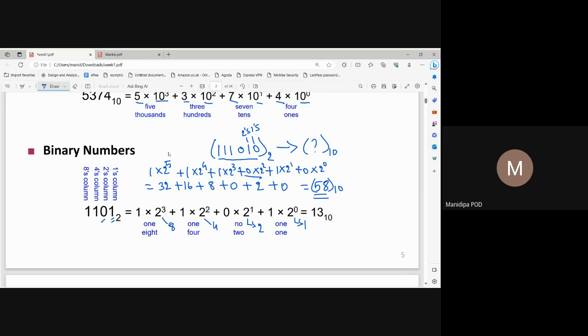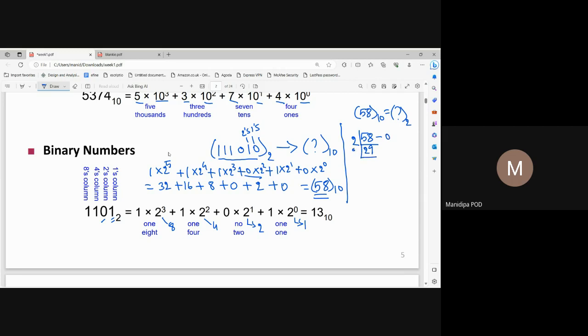Now we can do the other way around also. So say I have 58 base 10, I want to find its binary equivalent. So how can I do that? The easiest way is to just keep on dividing your decimal number by 2. The first time I divide by 2, I will get 29, right? Do I have any remainders after this division? No, right? So I will write a 0.